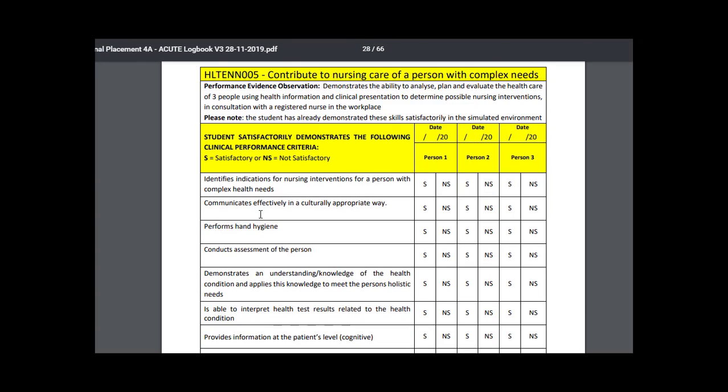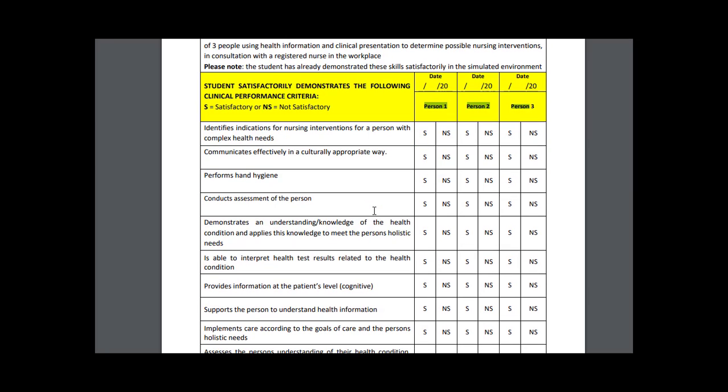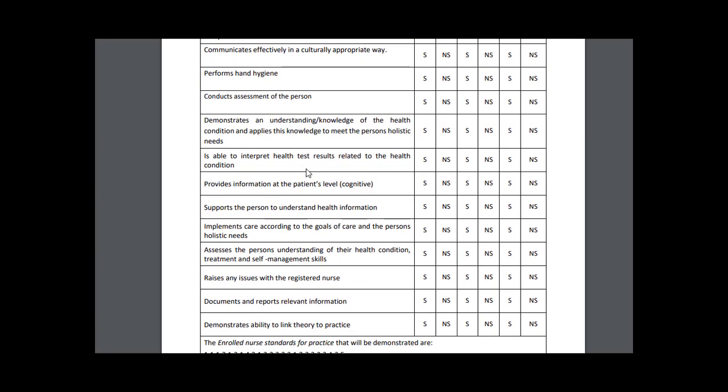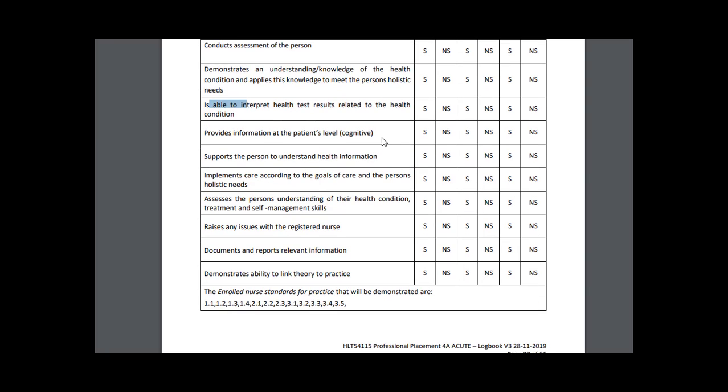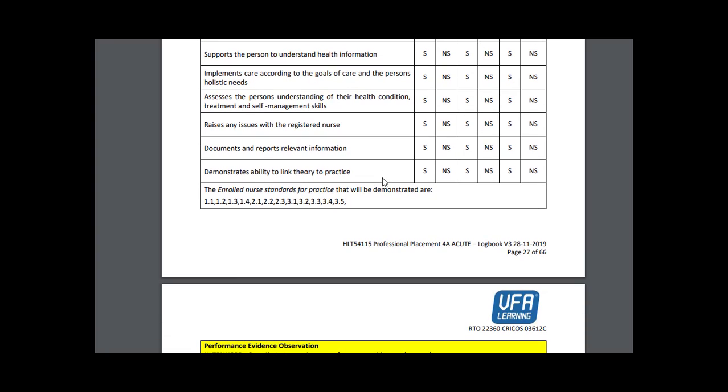So this first checklist here is the one that I mentioned. So demonstrate the ability to analyse, plan, evaluate care for 3 different people with quite complex needs. So using their health information, their clinical presentation to determine the best nursing interventions in consultation with the RN that you're working with. So, what makes this person's condition complex, and why do we need to evaluate certain things? Like you might need to look at their pathology, you might need to look at their understanding of their personal needs and goals of care, as well as any issues that come up with their actual acute care requirements.